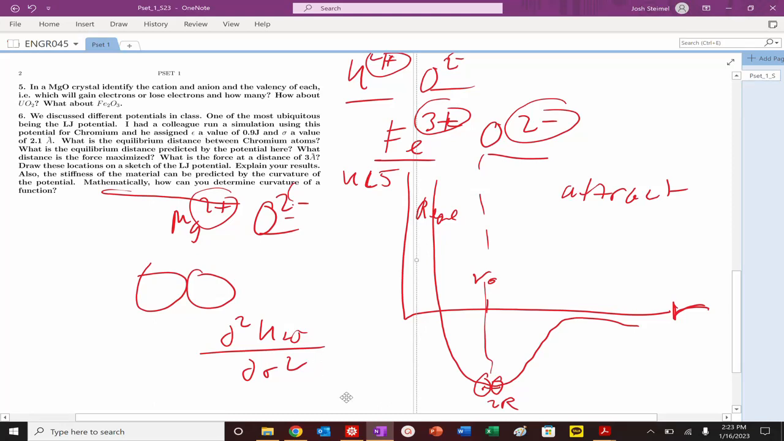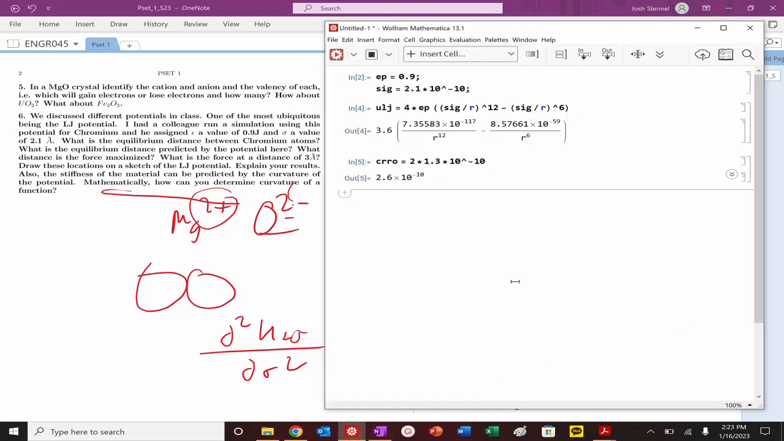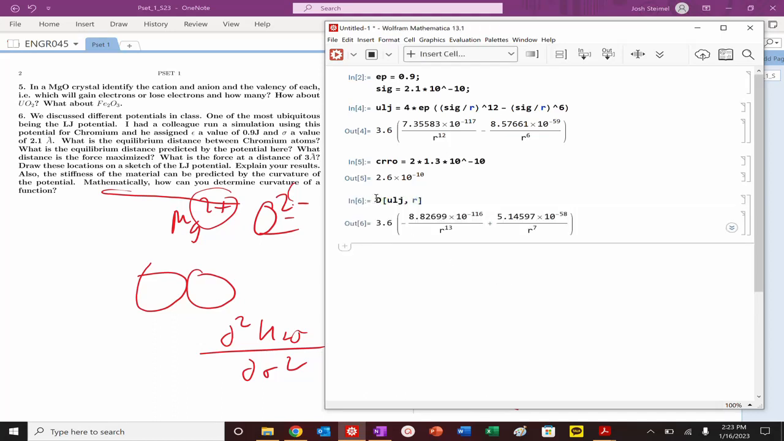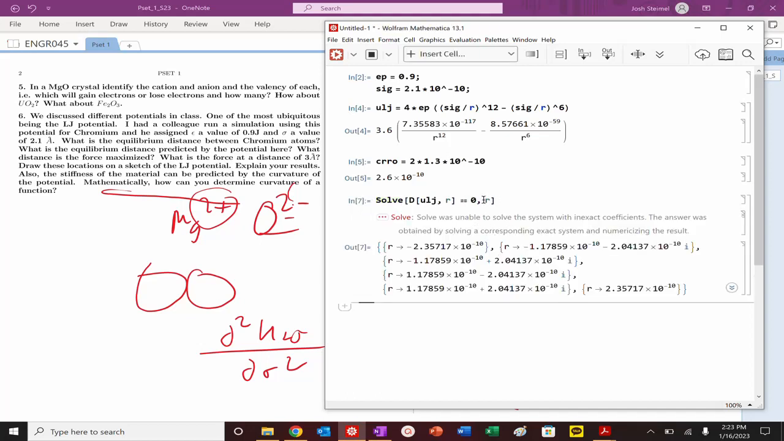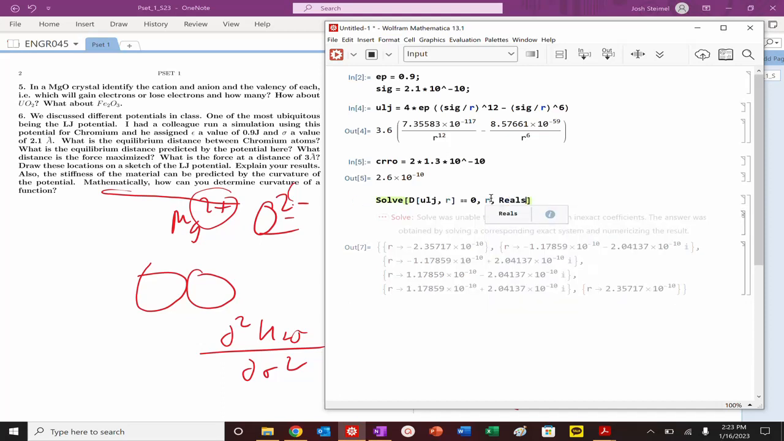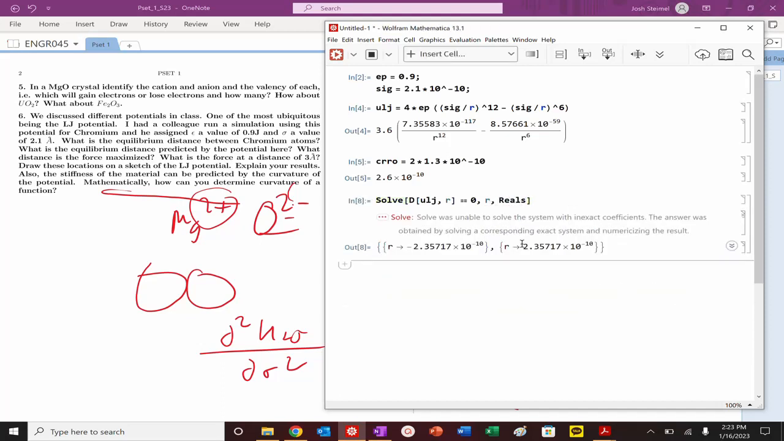What's the equilibrium distance from this potential? So the equilibrium distance will just be the derivative of ULJ with respect to R, and I want to solve when that is equal to 0 in terms of R. Let's just get the real values, Reals. And I want the positive because we can't have a negative distance. So this is my distance.